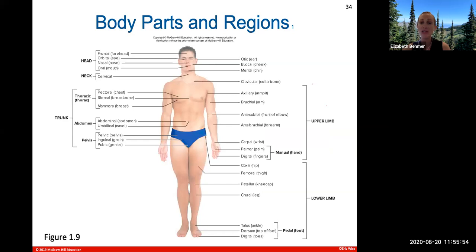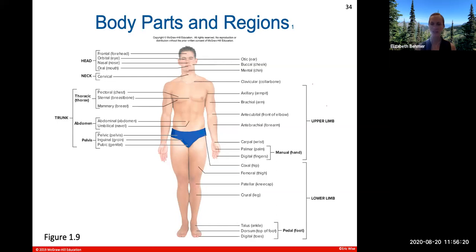The body parts and regions in a little more detail, and again, we go over this in lab, are described here. So the frontal region has to do with your forehead, orbital, your eye, cervical, neck, pectoral, chest. Sternal is the breastbone or breastplate. Abdominal, umbilical, pelvic, inguinal, pubic. So it takes you through more detailed descriptions of body regions.